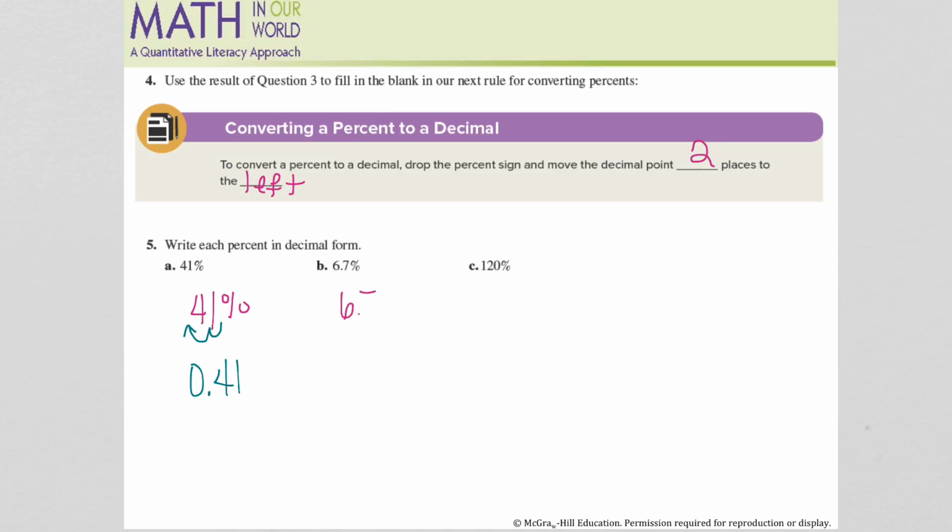For 6.7%, move the decimal 2 places to the left, and when we do that this time, we have to put something in place there. We put a 0 in front of the 6. Then 120%, move the decimal to the left 2 places, and we end up with 1.20, or just 1.2.